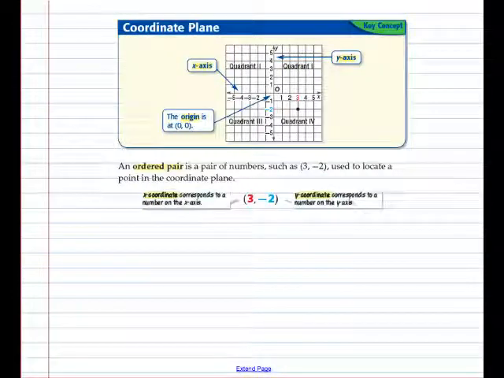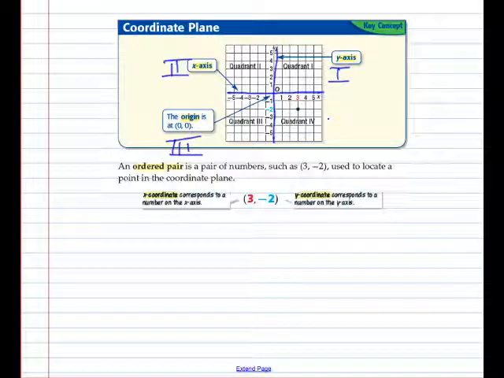This is an example of the coordinate plane. You can see that we have a horizontal axis, which is the x-axis, and a vertical axis, which is the y-axis. We have 4 quadrants. This is quadrant 1, this is quadrant 2, this is quadrant 3, this is quadrant 4. We also have the intersection of the 2 axes, which is the origin. The ordered pair for the origin is 0, 0.